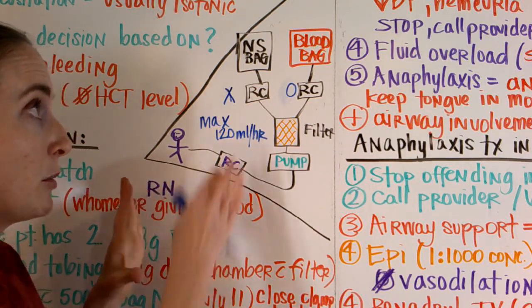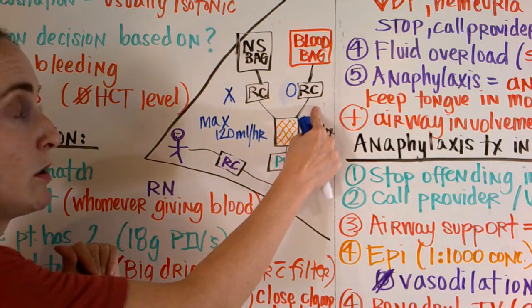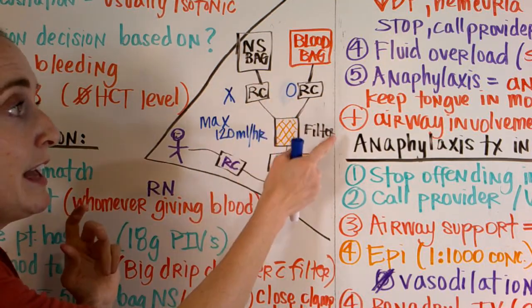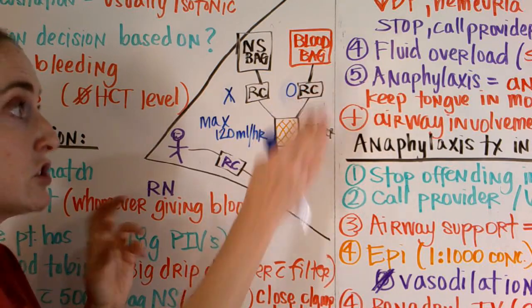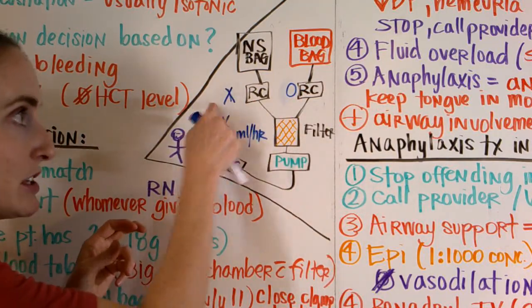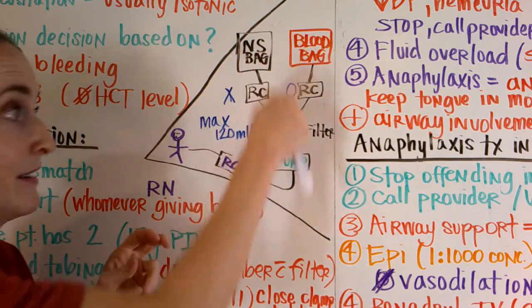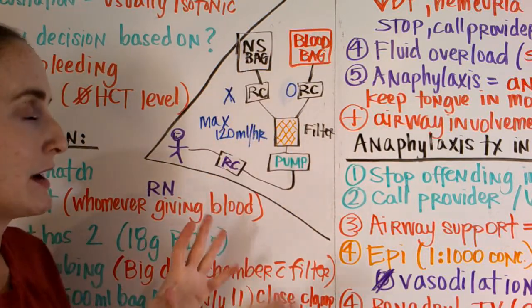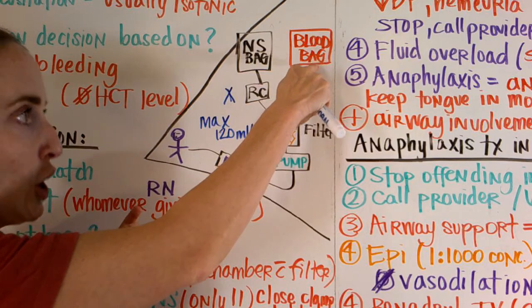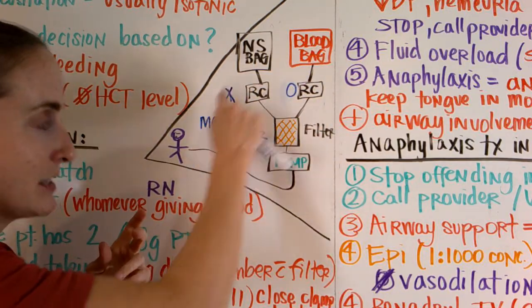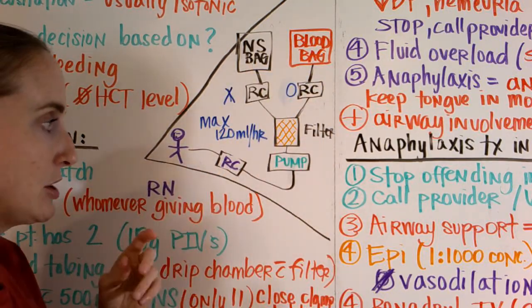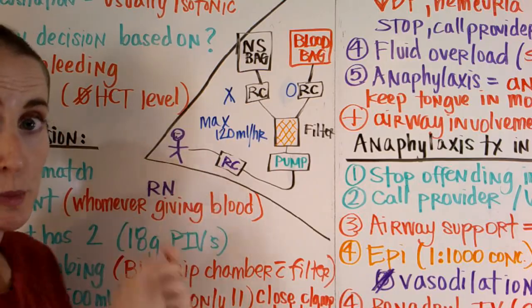So when we talk about priming it, we're gonna close this one, keep this one open. Then when we start the blood, we have to close this one, because if we don't, the blood will go right up into the NS bag. That's not gonna work, because it's not gonna get to the patient. So you're gonna have to open this one, close this one, and then get down to your patient. Obviously this roller clamp is open as well.